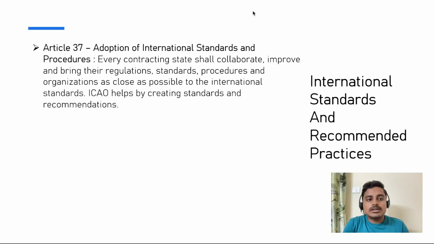So the articles that we saw previously are all international standards. Every participating country should bring their rules as close as possible to these standards so that international aviation is smooth and without confusion. And ICAO helps by creating standards and recommendations. So all these articles, all the standard rules and recommendations have been created by the ICAO, and other countries are expected to follow and bring their rules close to the standards.